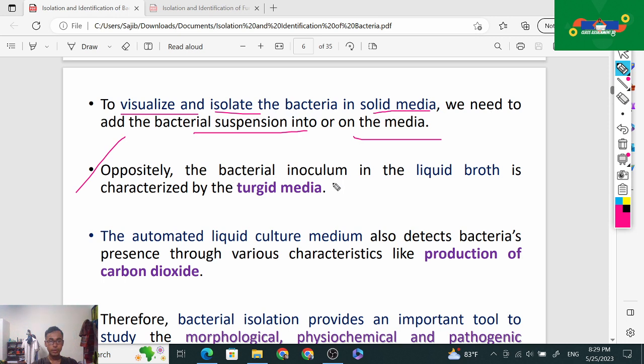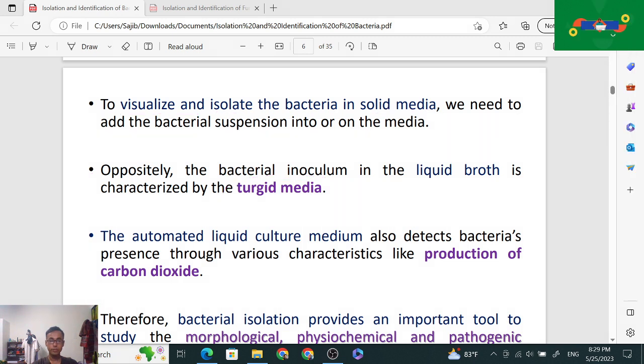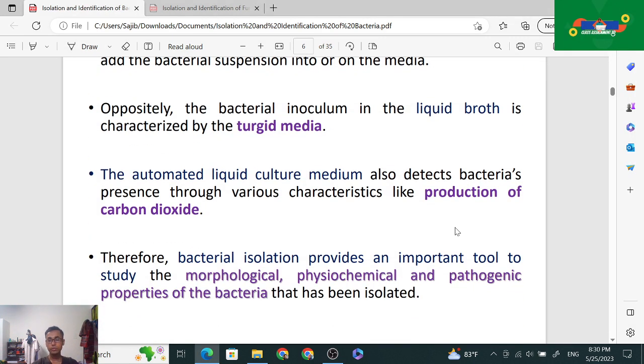Then oppositely, the bacterial inoculum in the liquid broth is characterized by turbid media. How is it characterized? It is characterized by turbid media. Then automated liquid culture media also detect the bacteria present through various characteristics like production of carbon dioxide.